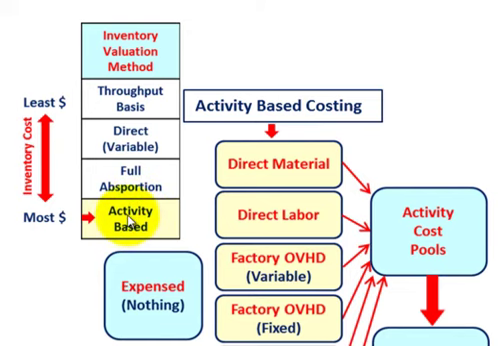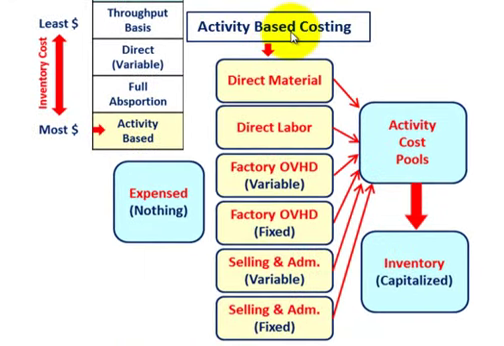What we want to take away from this is that with activity-based costing, our inventory costs are where you're going to accumulate most of the dollars. The least amount goes into your throughput costing, and then you have these varying amounts for your variable cost and your full absorption. But with activity-based costing, this is where your inventory cost is the greatest.